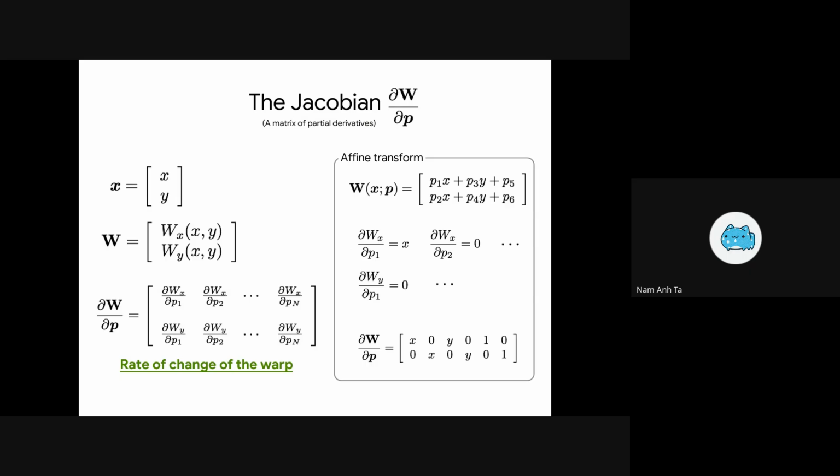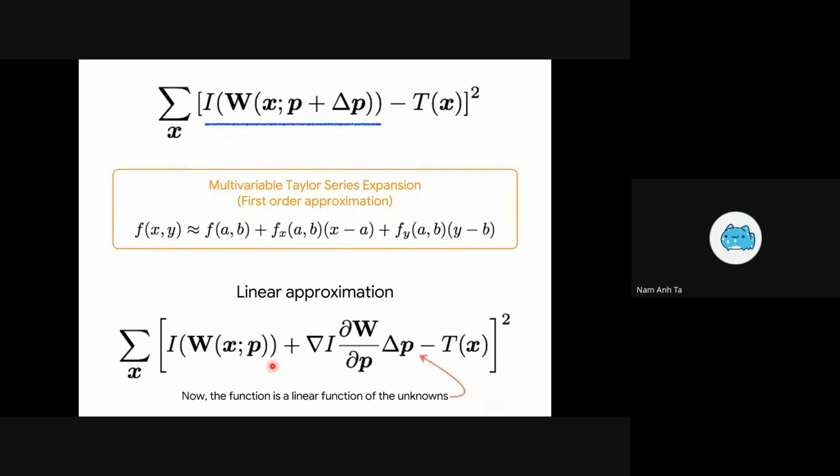Previously, we defined the Jacobian as the partial derivatives of the warp function W with respect to the parameter p. Now we look at the concrete example, which is the affine transform here. The calculation here is to perform partial differentiation, especially on the W. And then we will calculate the rate of change for warping and deformation. Next up, we will solve for delta p right here.